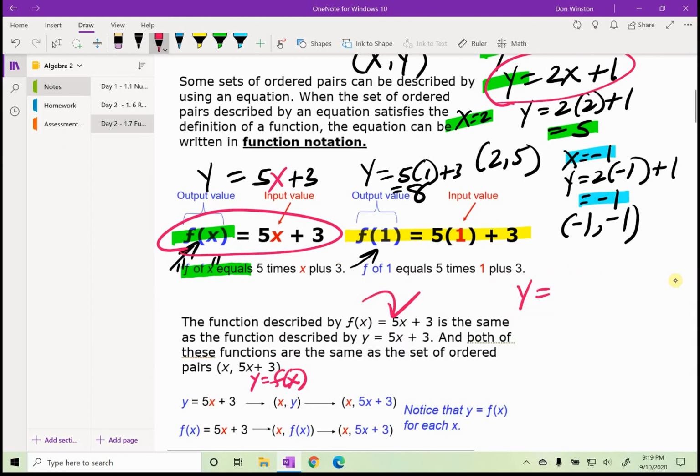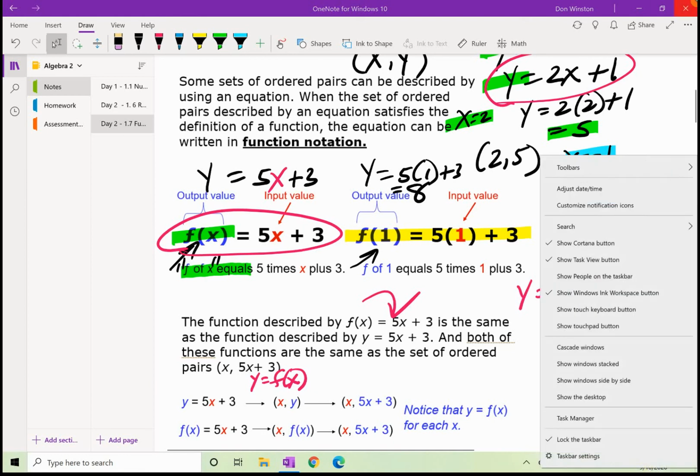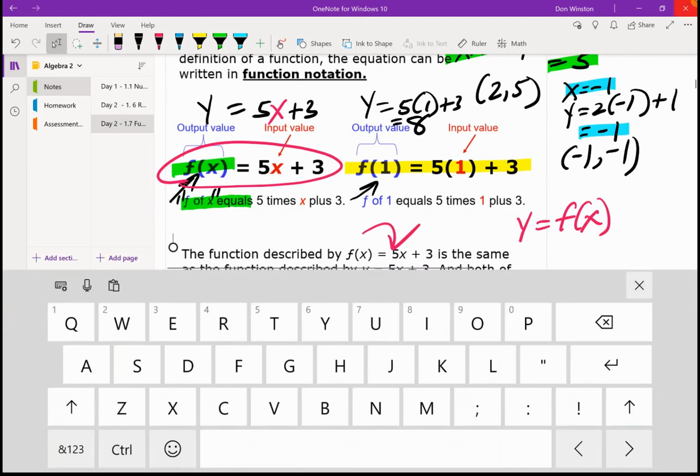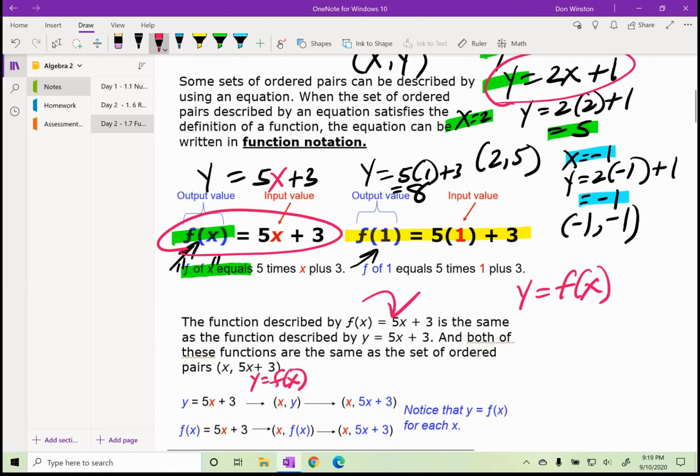Keep that in mind throughout the entire school year: y and f of x, they're the same. They're twins, right? One twin may be called Ronald, and the other twin may be called Donald, but they're twins. They mean the same thing. So y and f of x mean the same thing.